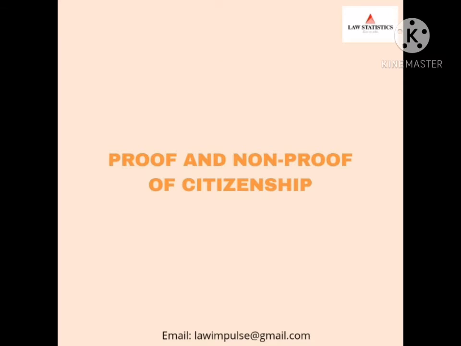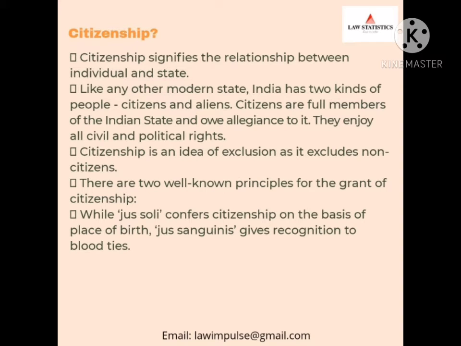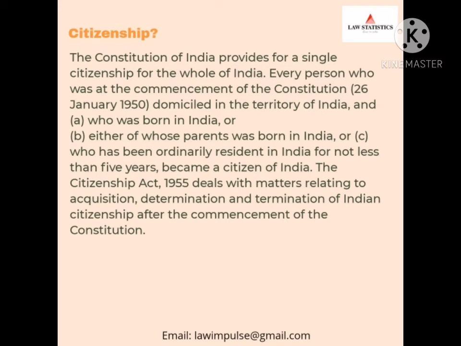Now is the proof and non-proof of citizenship. Citizenship signifies the relationship between the individual and the state. Like any other modern state, India has two kinds of people, citizens and aliens. Citizenship is an idea of exclusion, as it includes non-citizens also. There are two well-known principles for the grant of citizenship, jus soli and jus sanguinis.